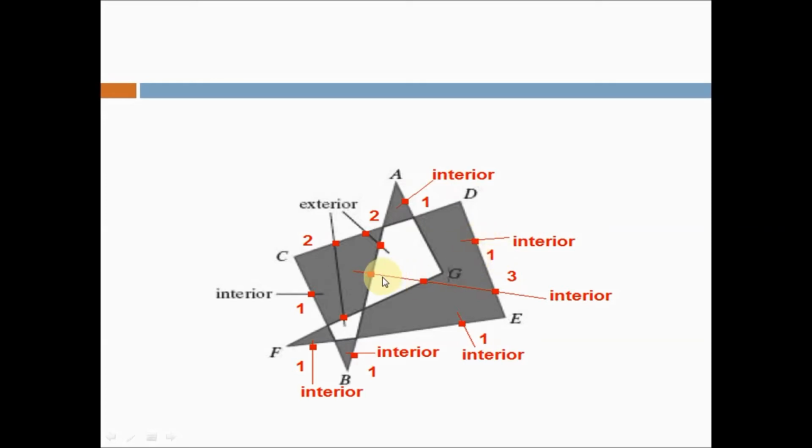One more thing, you can draw the line from any position, no problem, but you should not draw the line through a vertex. That means C, D, A, B, F, E. These vertices are there, right? You should not consider these vertices when you draw the line. Here I have not considered any of these vertices. You can draw the line in any way, but you should not pass through vertices.